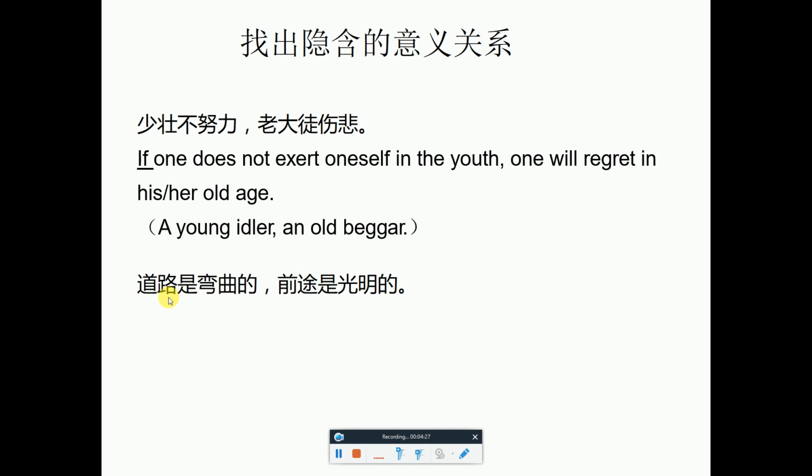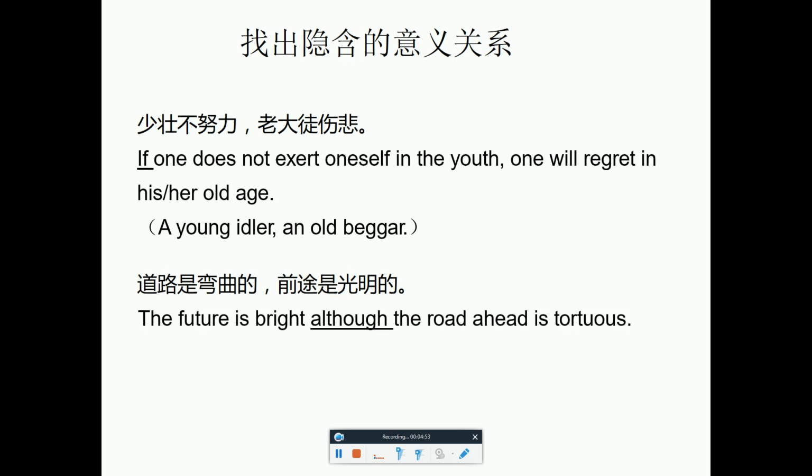Another example, 道路是弯曲的，前途是光明的. Again, these two parts of the sentence are in parallel structure. 道路是弯曲的，前途是光明的. What kind of relationship does it imply? The first part is a concession. So, the future is bright, although the road ahead is tortuous.